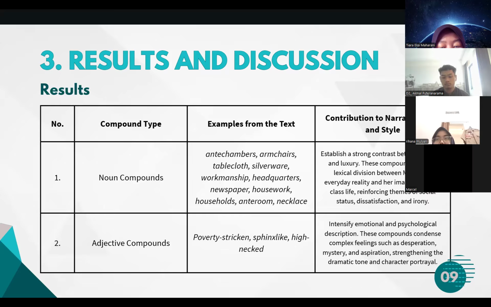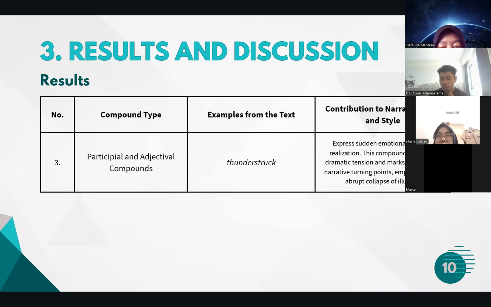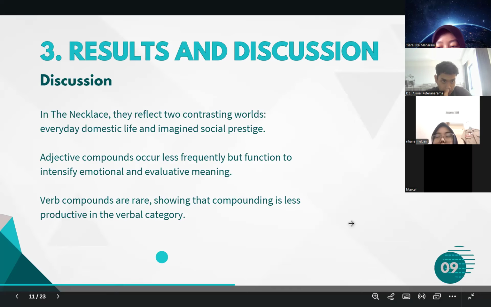The second one is adjective compounds. Examples from the text are poverty-stricken, pink light, and high naked. These adjective compounds intensify emotional and psychological description. These compounds condense complex feelings such as desperation, mystery, and aspiration, strengthening the dramatic tone and character portrayal. And the last one is participial and adjectival compounds. An example from the text is thunderstruck, which expresses sudden emotional shock or realization. This compound heightens dramatic tension and marks moments of narrative turning points, emphasizing the abrupt collapse of illusion. The next slide will be presented by Rihana.